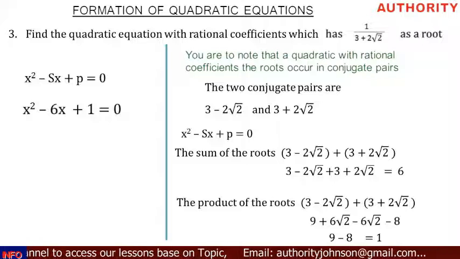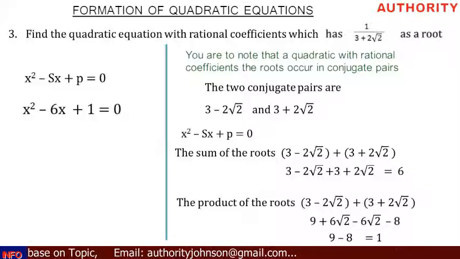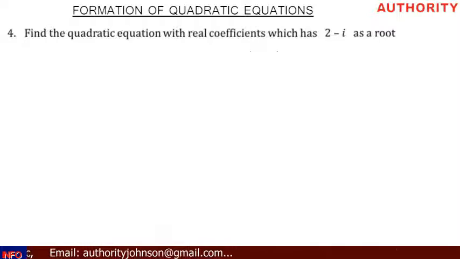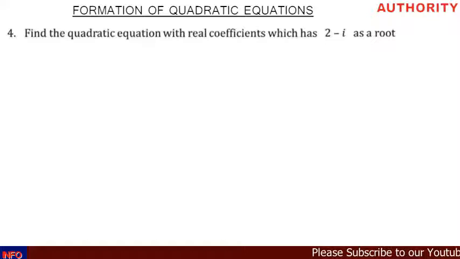Okay, now let's take the last question. The last question says, find a quadratic equation with real coefficient which has 2 minus i as a root. All right, so we have the root to be 2 minus i. Now, you discover that in complex numbers, i is the same as square root of minus 1.